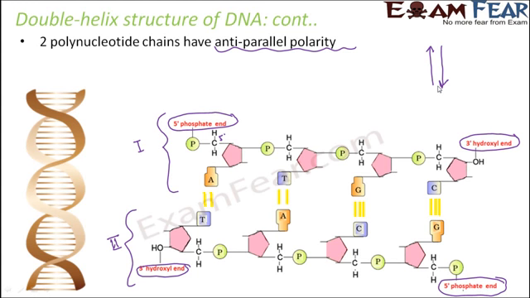So how do you know that they are running in opposite directions? Because you have to identify the 5' end and the 3' end. Whichever end has the free phosphate, that is the 5' end, and whichever end has the free hydroxyl group, that is the 3' end. So if one strand is running from 5' to 3', the complementary strand will run from 3' to 5'. This is also a very important feature of the double helix structure of DNA.